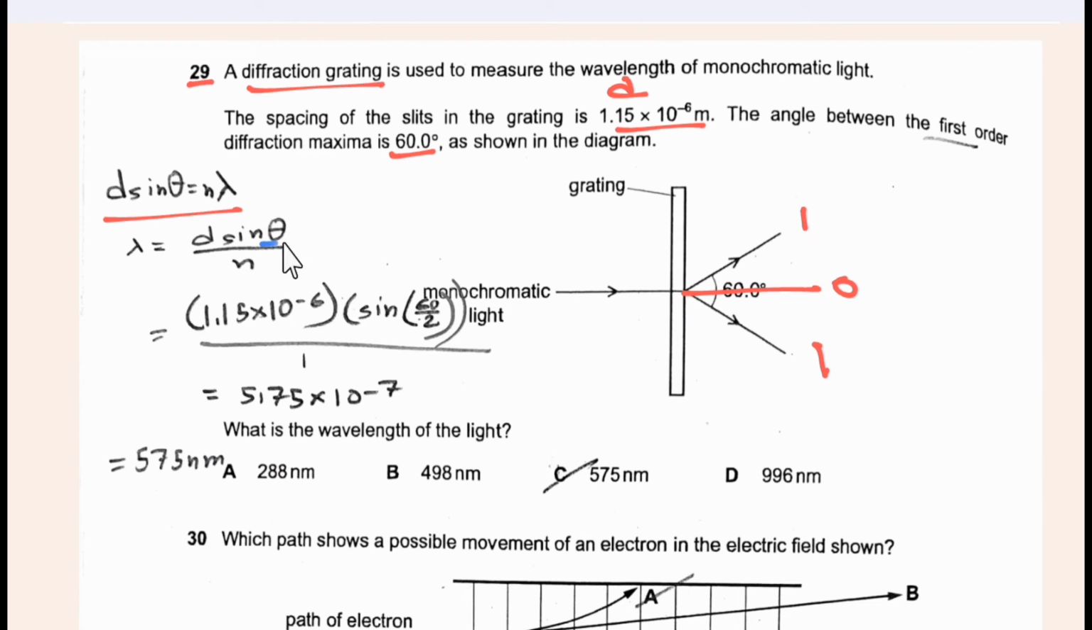For sin theta, we get the value of theta from the 0 order to the first order, so it would be 60 by 2. So sin theta by n. What is the value of n? We take the angle for the first order, from 0 to the first order, so the order is 1, so the value of n is 1. After calculating, we get the wavelength as 5.75 times 10 to the power negative 7, that is 575 nanometer. So the answer should be C.